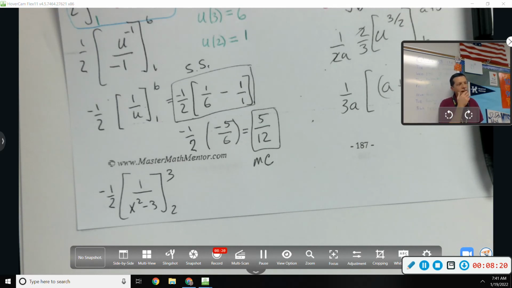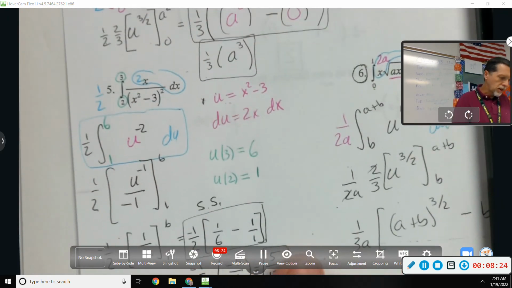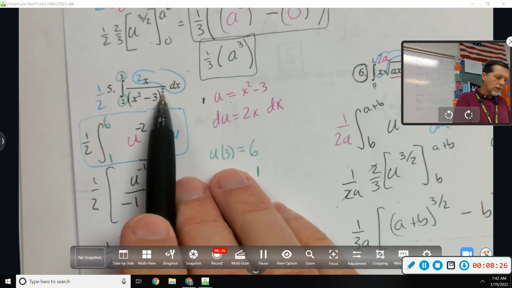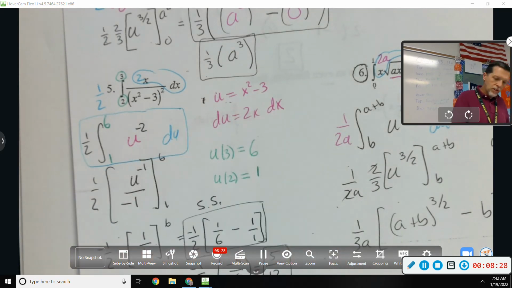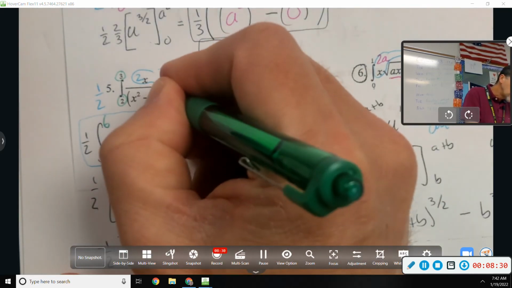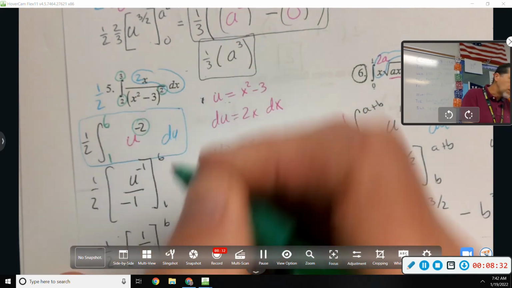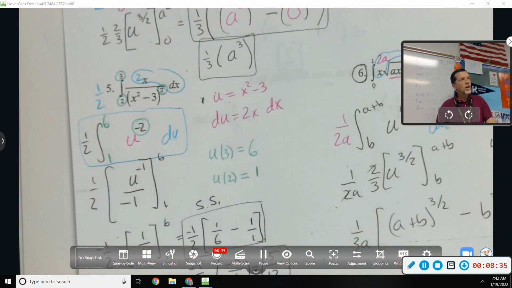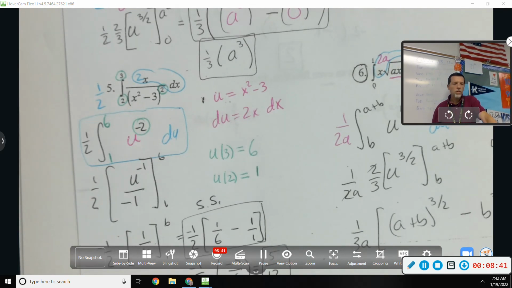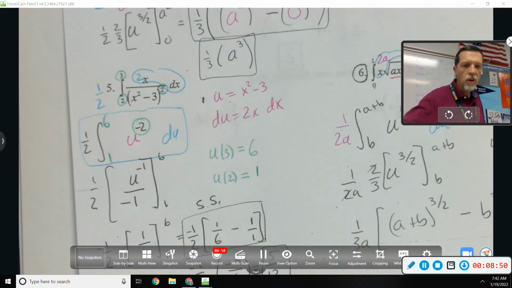Where did the squared on the outside go? Like this squared? Yes. So that 2 is in the bottom. So that's what made this a u to the negative 2. Okay. Good questions. All right, let's pause there, stop there.